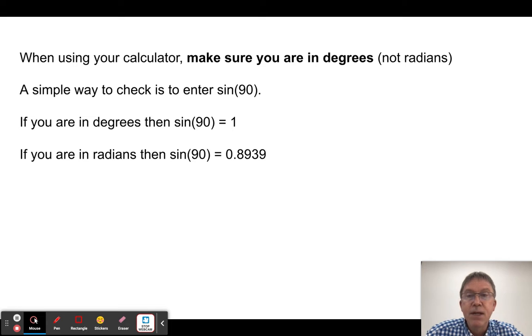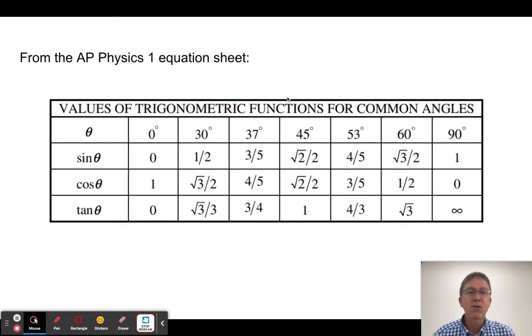So if you enter a number into your calculator, you've got to make sure that you're in degrees mode rather than radian mode. The easiest way to check that is just take the sine of 90. If you say sine 90, enter, and you get 1, you're in degrees. If you say sine 90 and you get 0.8939, you're in radians. You need to change it. So just remember, the sine of 90 should be 1.